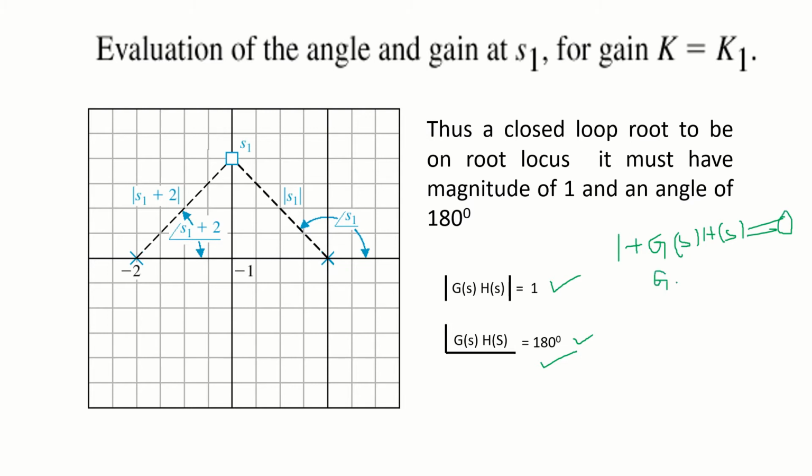So g of s h of s is equal to minus 1. So the modulus of this is equal to the modulus of minus 1, that is nothing but 1. And the angle of minus 1 is 180 degrees. That's why this.